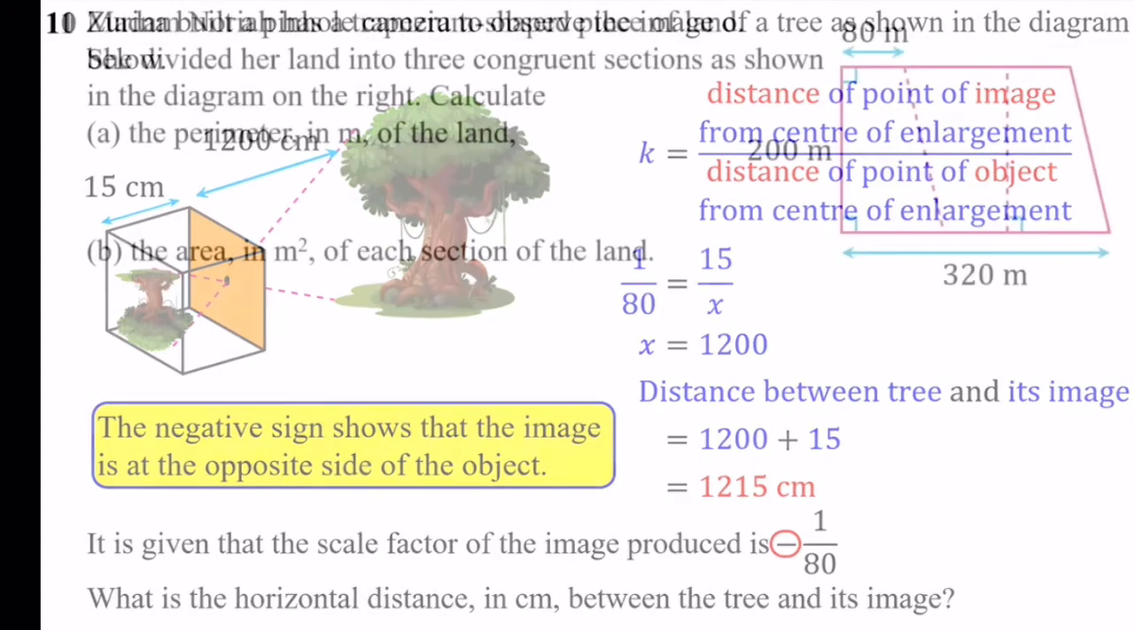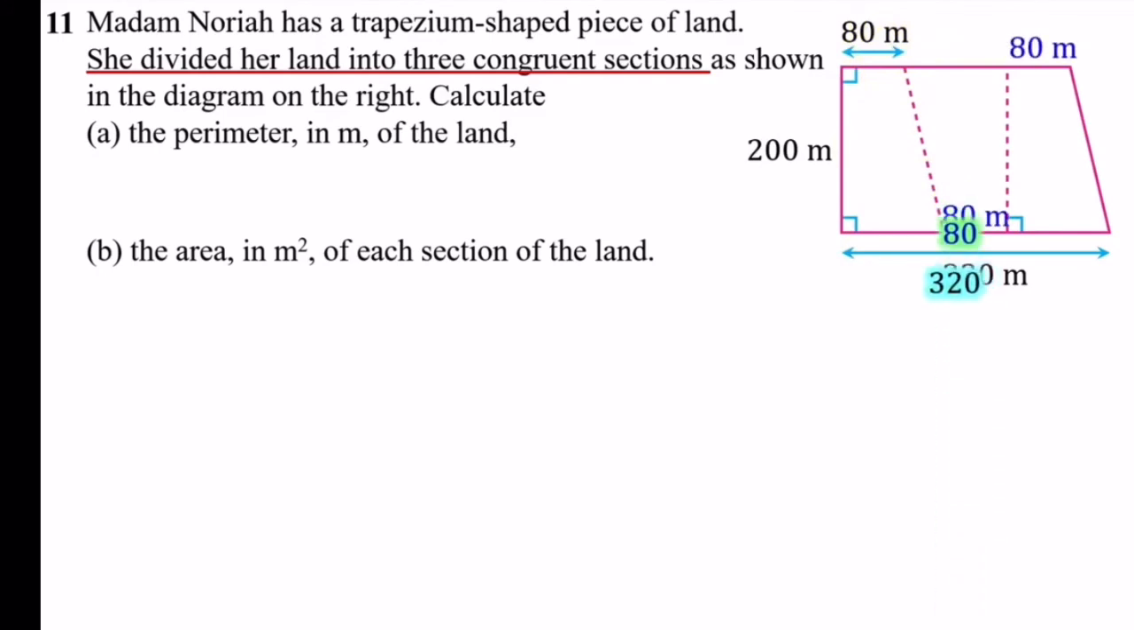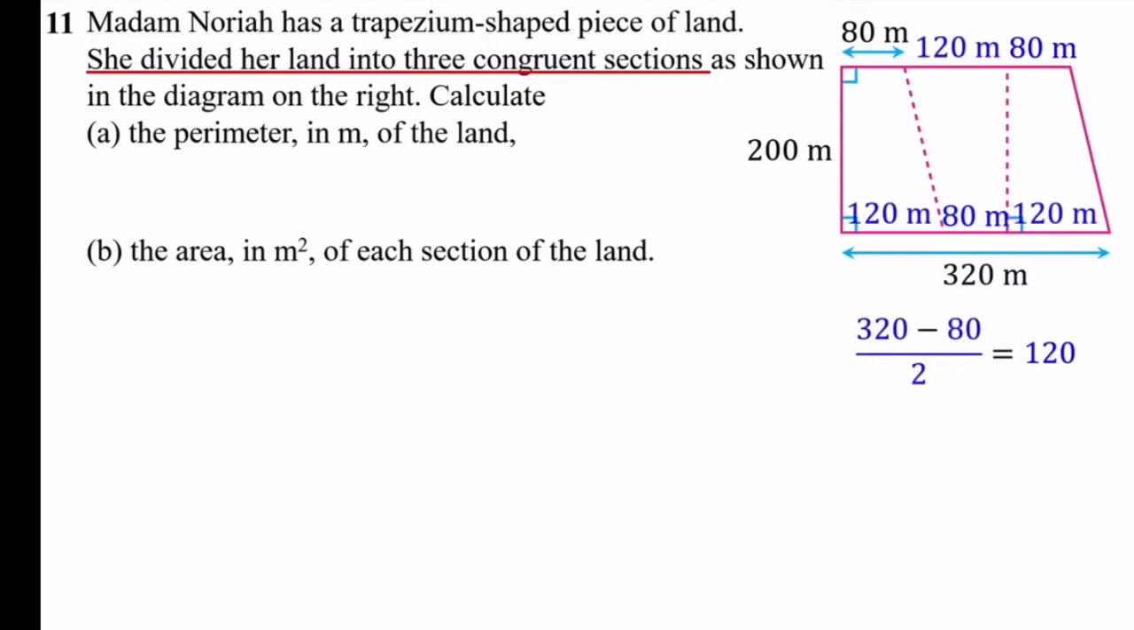Question 11. Madam Noria has a trapezium-shaped piece of land. She divided her land into 3 congruent sections. Keywords: 3 congruent sections, right? As shown in the diagram on the right, calculate the perimeter in meters of the land, and the area in meters squared of each section of the land.